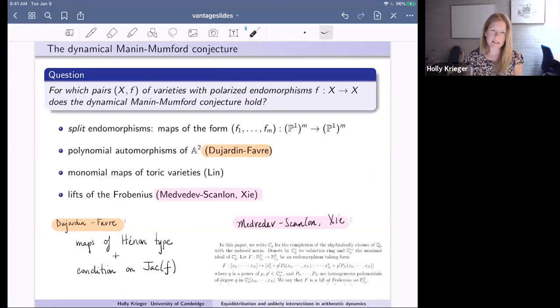All right, some other cases that have some progress, and I'll just briefly highlight these. So one of the few cases which does not essentially reduce to the one-dimensional case is work of Dujardin and Favre, polynomial automorphisms of A2. There's some nice work of Lind on monomial maps of toric varieties. And in addition, some reasonable progress in particular by Junyi on maps which are lifts of the Frobenius. Okay. I don't want to get into detail on all of these, but I'm happy to provide the papers for you if you're interested.